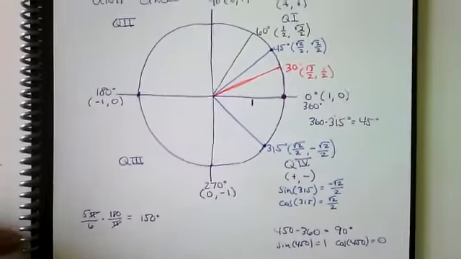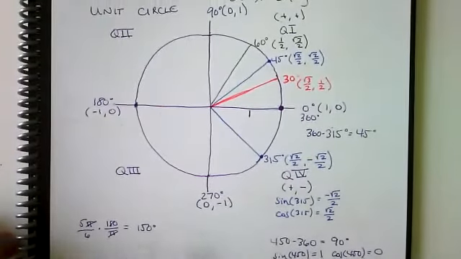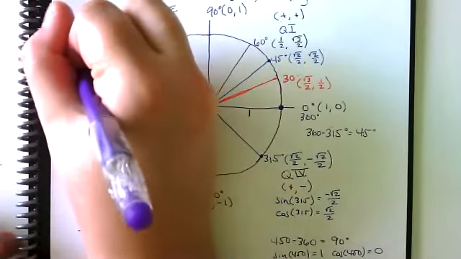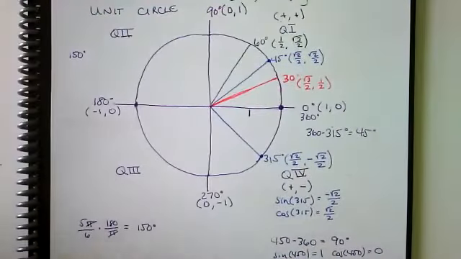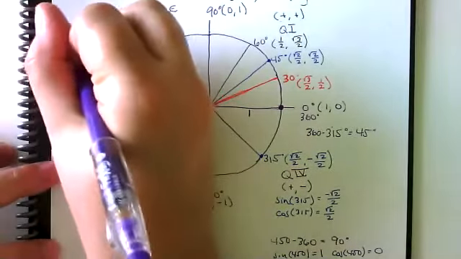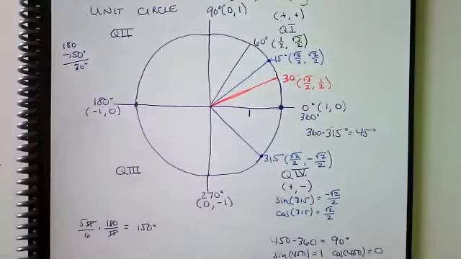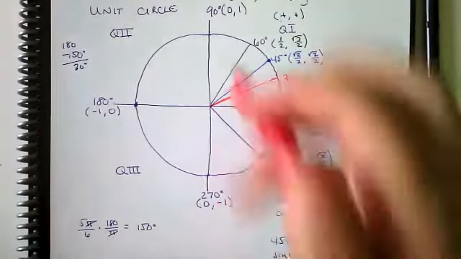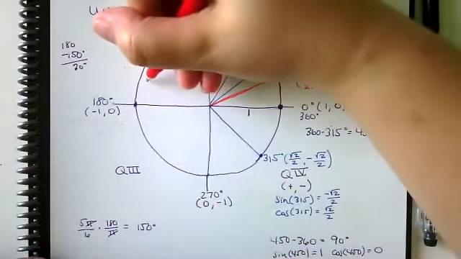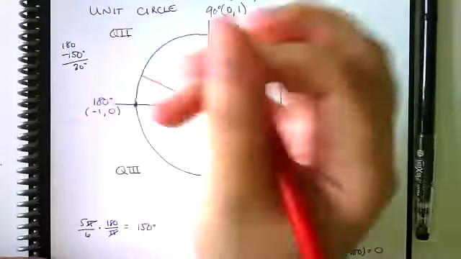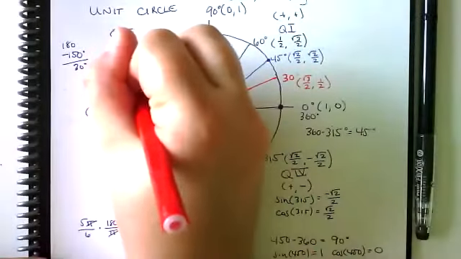So now I'm doing exactly what I did over here. Okay, I need to figure out what quadrant I'm in. So 150 is between 90 and 180. So I'm definitely in quadrant 2. So I'm up here, 150 degrees. Now I need to figure out my reference angle. So I'm doing 180 minus 150, and that gives me 30 degrees. Okay, so I'm looking at the red here, 30 degrees. So 150 is going to be here, the same as 30.